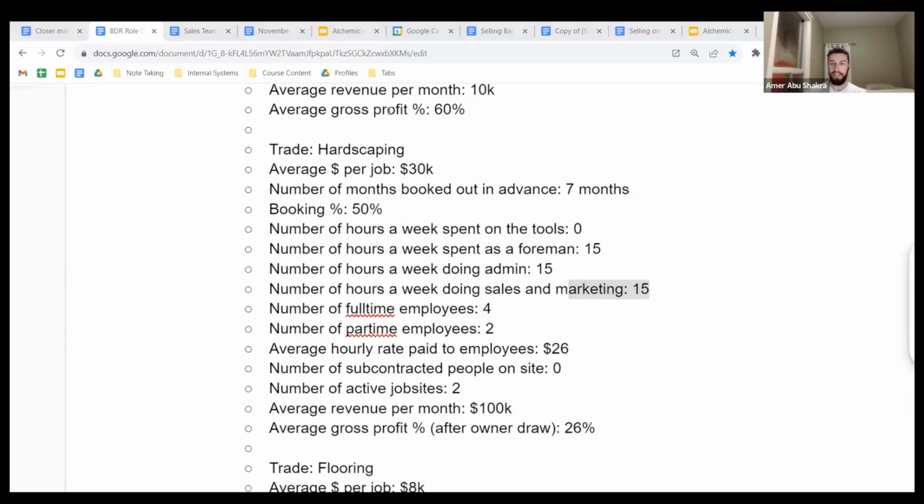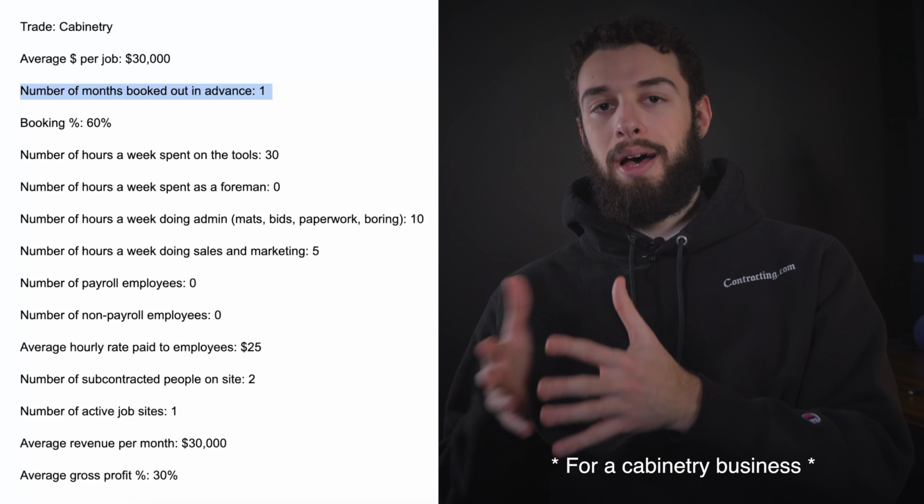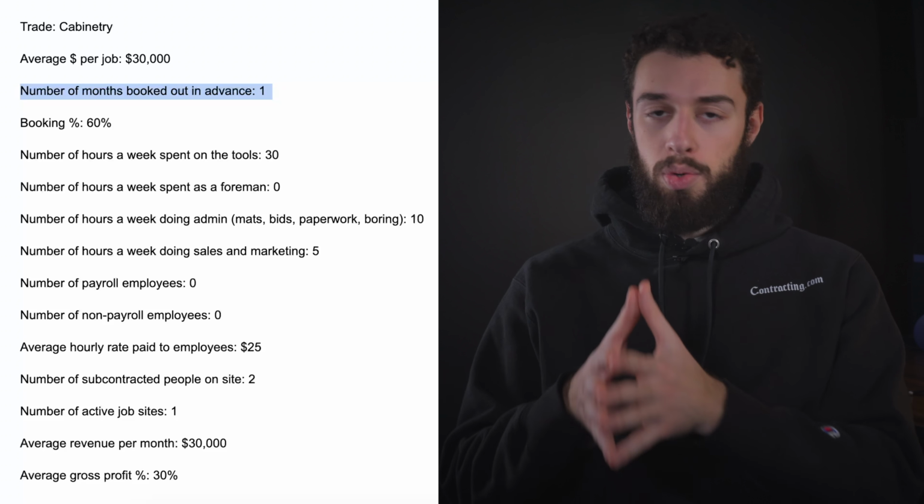So one of the things that you'll quickly discover is this here is low. The amount of months that he's booked out in advance is only one. And here's why that's a constraint. Here's a general rule of thumb. If you want to hire a full-time employee in the business, as a safety net, you should be booked out 2 to 3 months in advance. So if you know that to be true, then this person is only booked out 1 month in advance. So we have to double that.